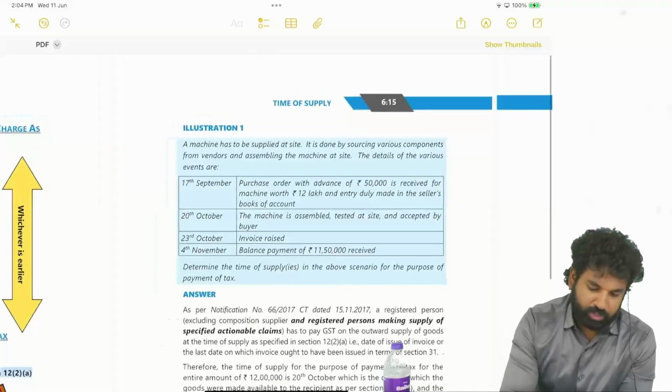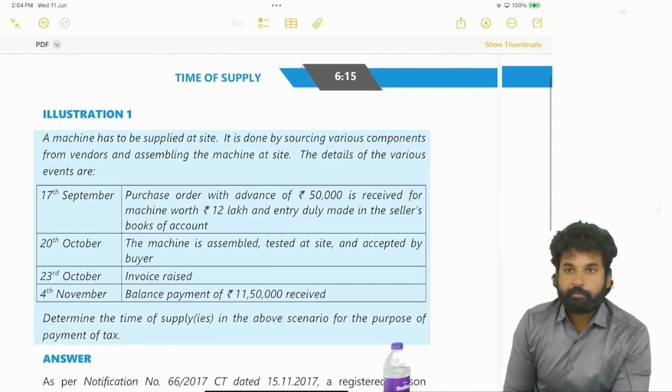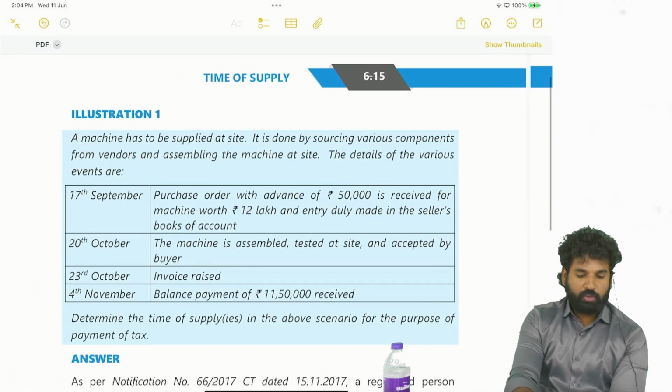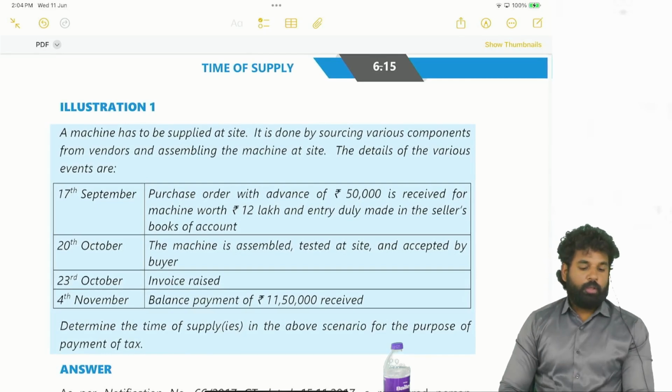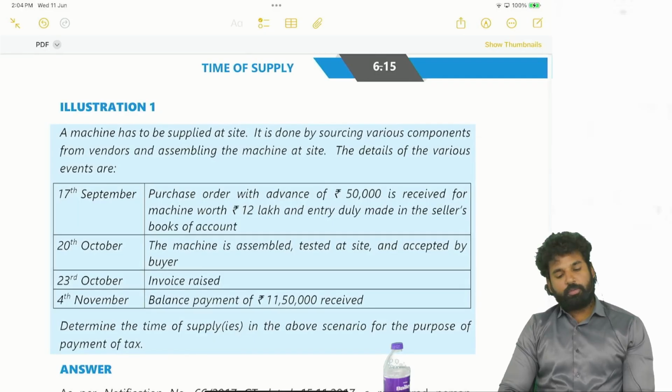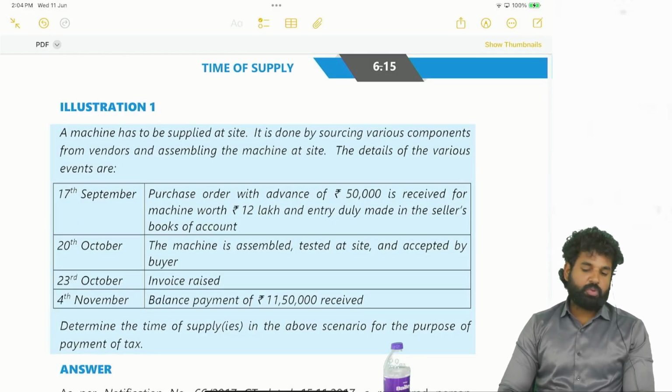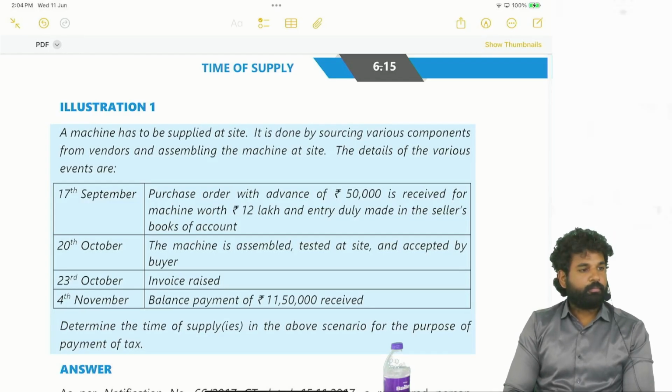Come to illustration 1. A machine has to be supplied at site. It is done by sourcing various components from vendors and assembling the machine at site. The details of various events are: 17th September, purchase order with advance of 50,000 is received for machine worth 12 lakhs.